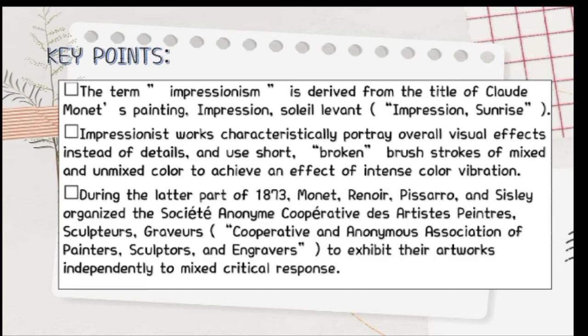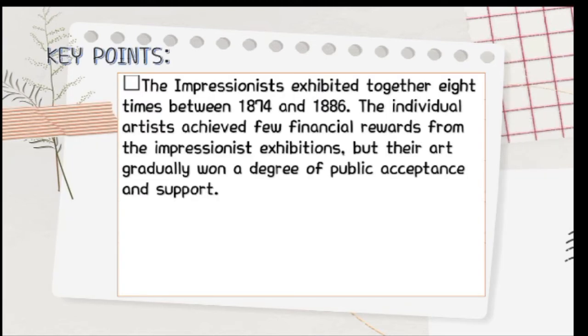During the latter part of 1873, Monet, Renoir, Pissarro, and Sisley organized the Cooperative and Anonymous Association of Painters, Sculptors, and Engravers to exhibit their artwork independently to mixed critical response. The Impressionists exhibited together 8 times between 1874 and 1886. The individual artists achieved few financial rewards from the Impressionist exhibitions, but their art gradually won a degree of public acceptance and support.